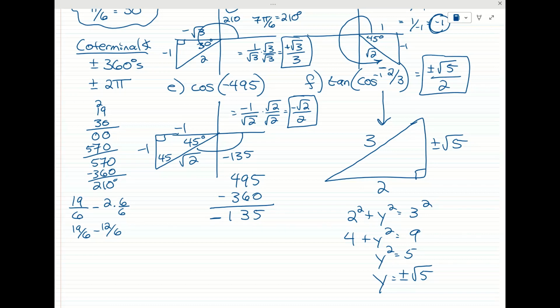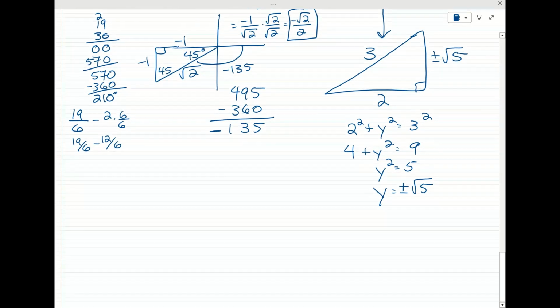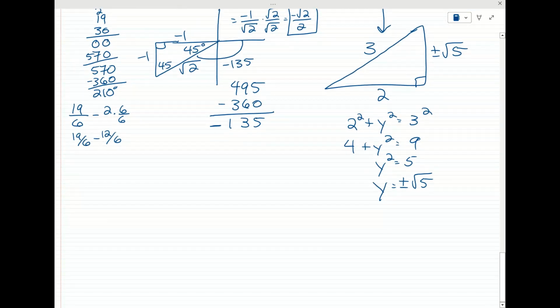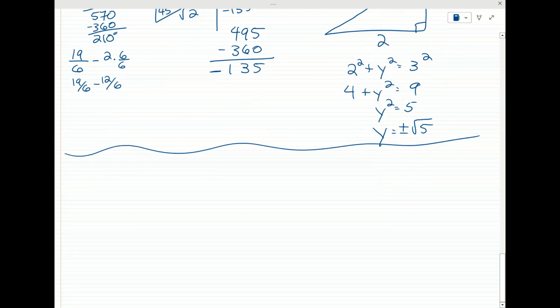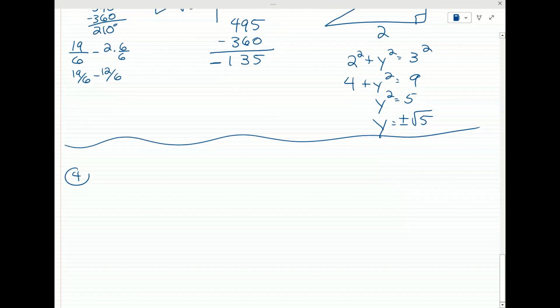All right, so that's a big part of the test. We have a few more to go over. This one is number 4 on the non-calculator section. It says find the cosine of negative pi over 12.